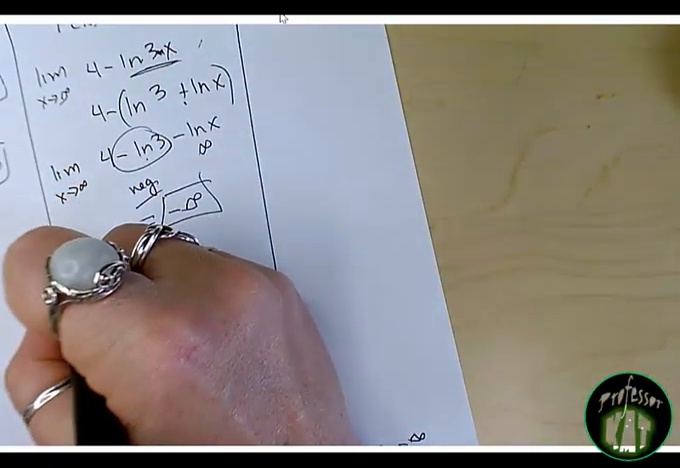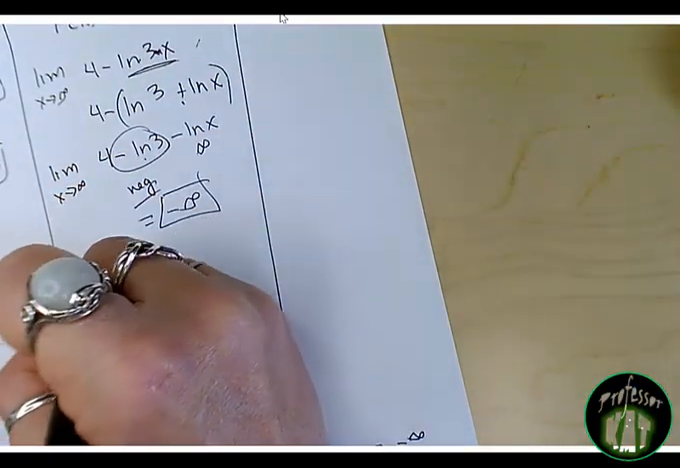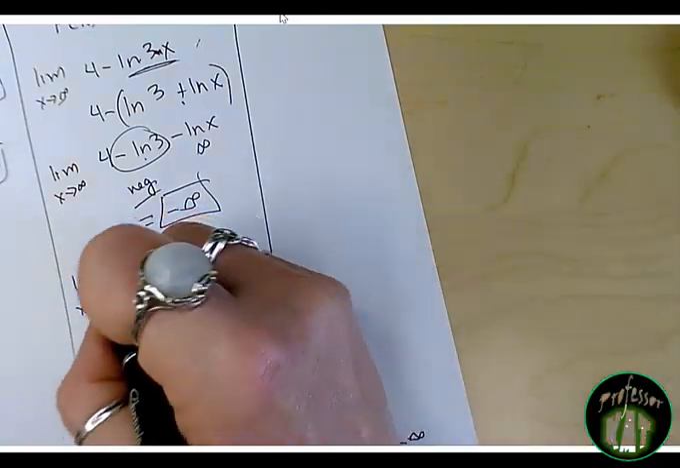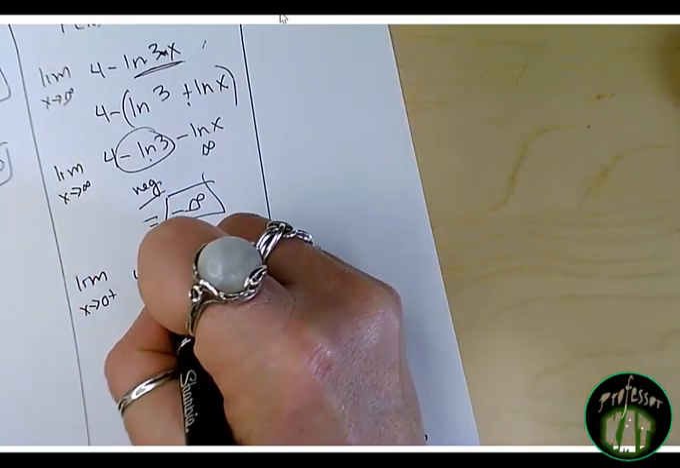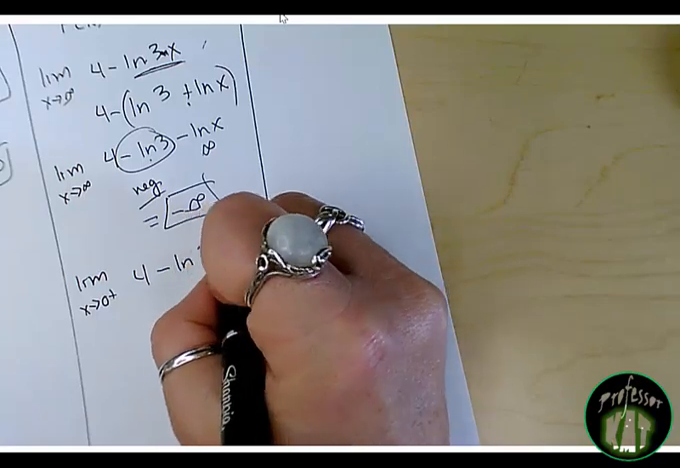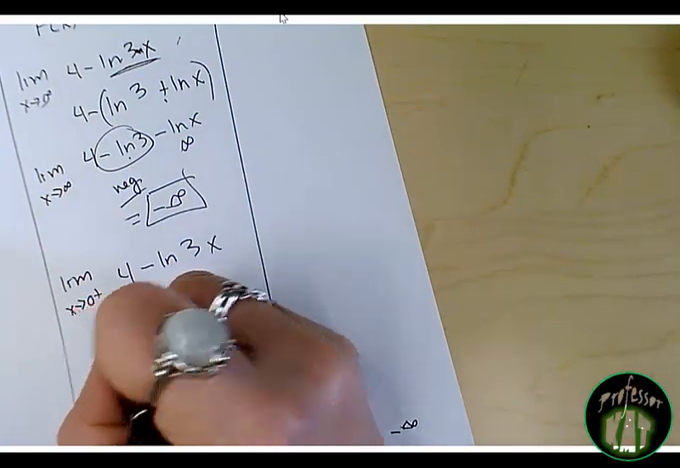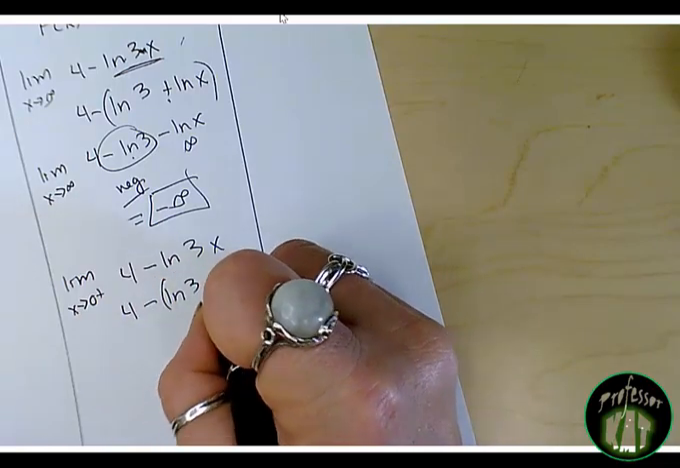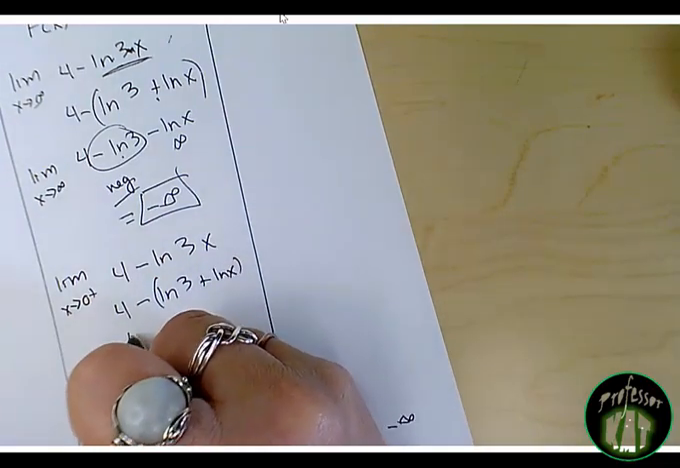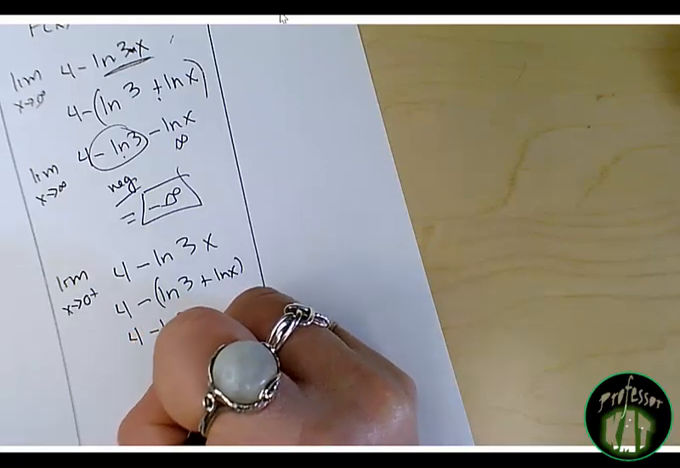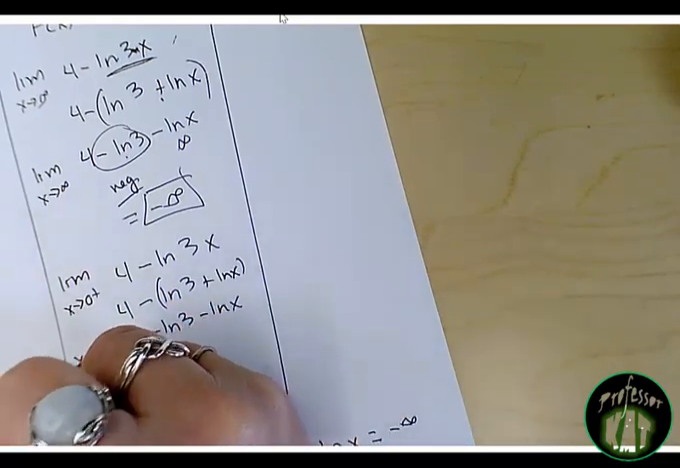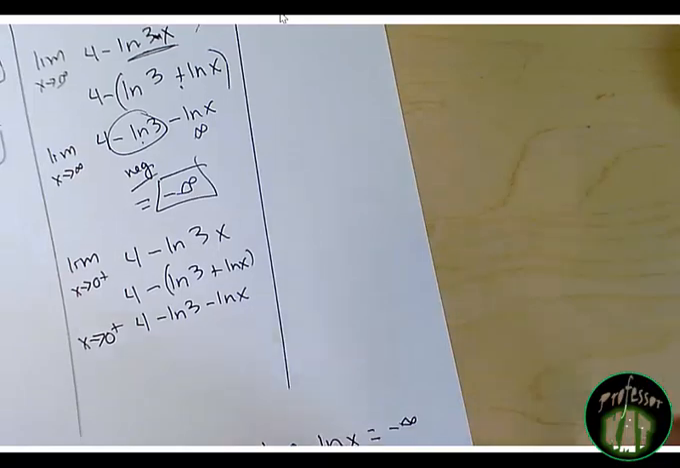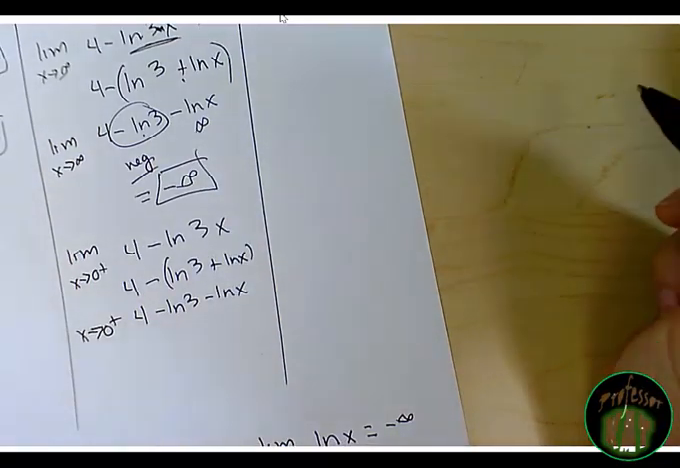Now for the next limit, we're going to find the limit as x approaches 0 from the positive side of 4 minus ln 3x. So same thing, this can be rewritten as 4 minus ln 3 plus ln x, which just makes it 4 minus ln 3 minus ln x as x approaches 0 from the positive side.